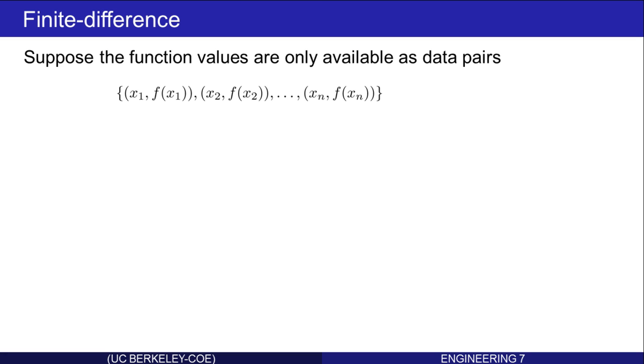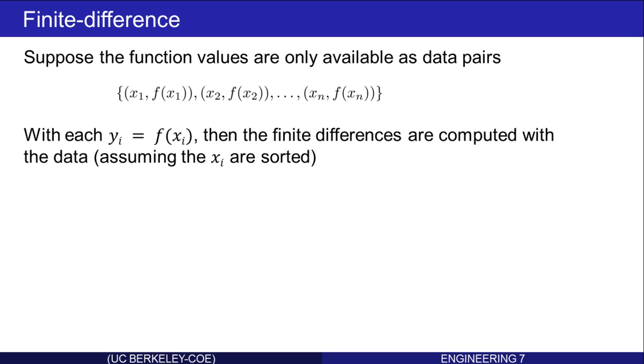Suppose the function values are only available as data pairs, x1, f of x1, x2, f of x2, up to xn, f of xn. Let's let yi denote f of xi. Then the finite differences are computed just with the data, and assuming the xi's are sorted, the forward difference at xi is yi plus 1 minus yi over xi plus 1 minus xi. The backward difference is similar, yi minus yi minus 1 over xi minus xi minus 1. These are all just the slopes of the lines connecting the points.